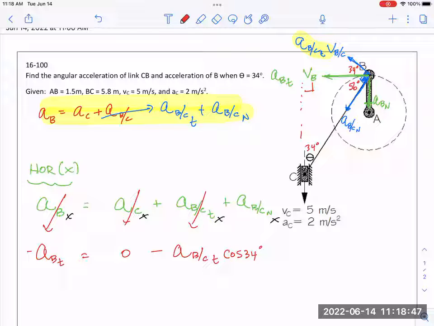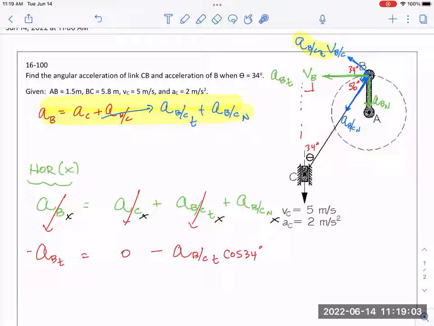What's the normal component of B, C, N? Again, I'm looking at this right here and saying, oh yeah, there's the normal component. Look, there it is right there. But I need the X portion of that, right?